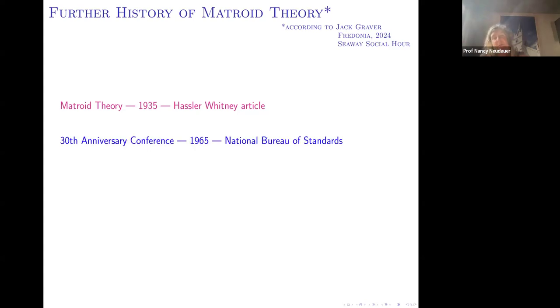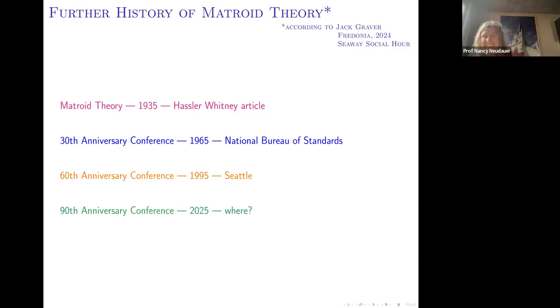So when matroid theory was 30 years old, they had a conference at the National Bureau of Standards. And he was there along with Jack Edmonds and some other names we know from algorithms and graph theory, Tutte, etc. And then for the 60th anniversary, they had a conference in Seattle. And so the question is, where should we celebrate this year? I think maybe South Africa. But we're still staying tuned for the plan.